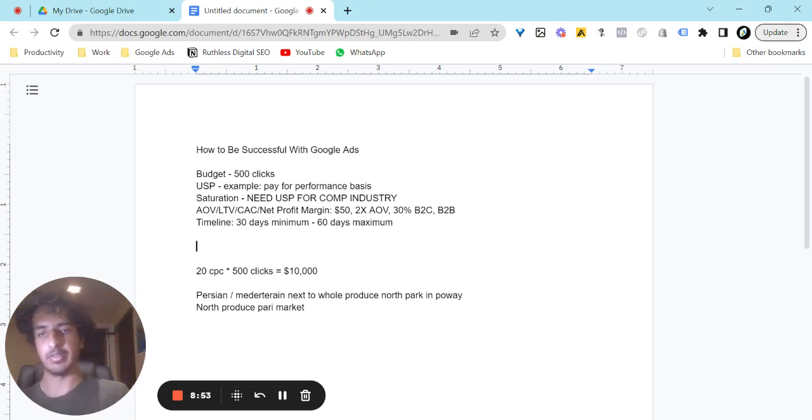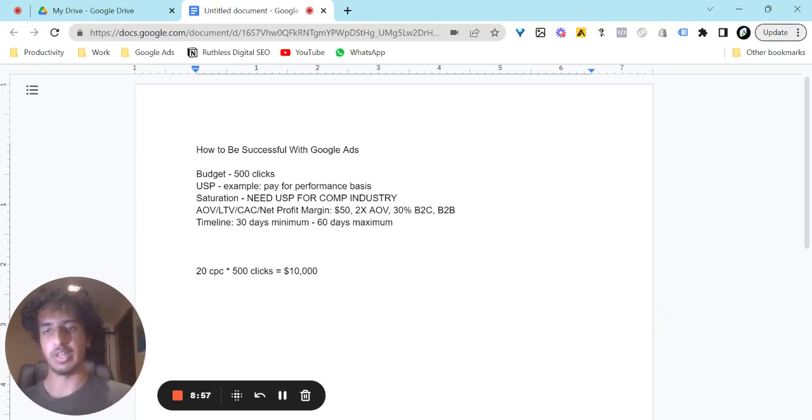And yeah, I mean, these are the things you need in order to be successful with Google Ads. If you do not have these things, I don't recommend you do it. If you do have these things, I do recommend you do it.